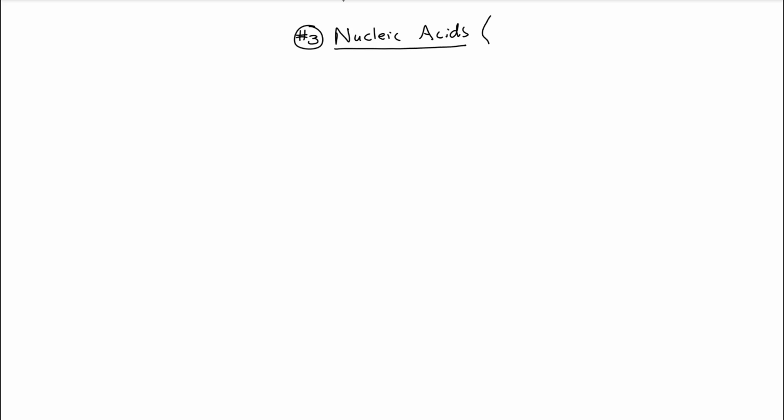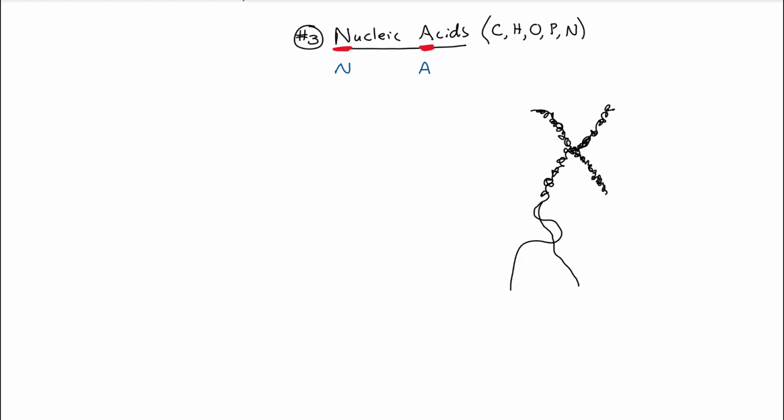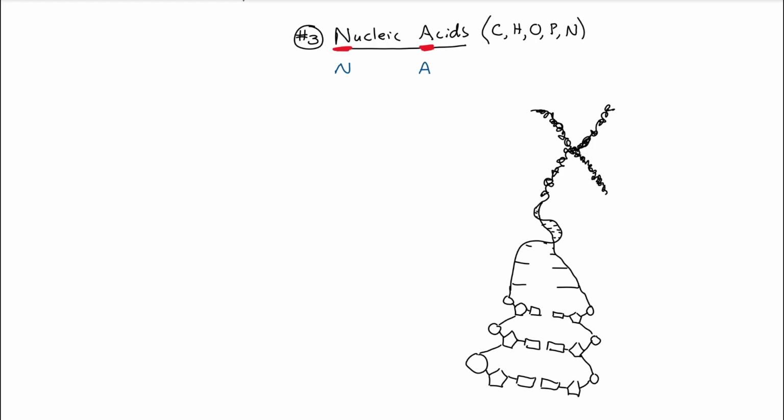Our third organic macromolecule, nucleic acids, made of the elements carbon, hydrogen, oxygen, phosphorus, and nitrogen. The "nucleic" in nucleic acid should sound familiar. I'm going to draw a picture to show you a nucleic acid. Now this picture shows a chromosome and the material coming out of the chromosome. The material that's coming out of the chromosome is DNA. So this material that makes a chromosome is DNA, a type of nucleic acid known as deoxyribonucleic acid.